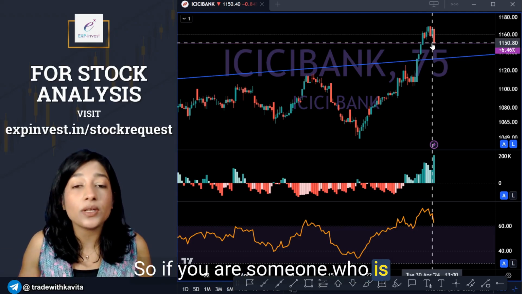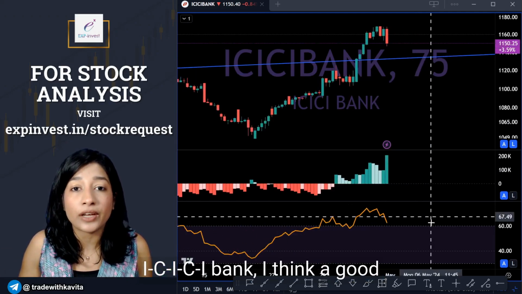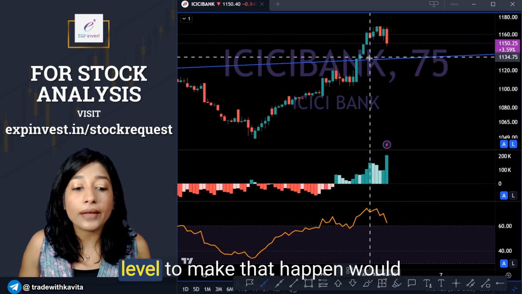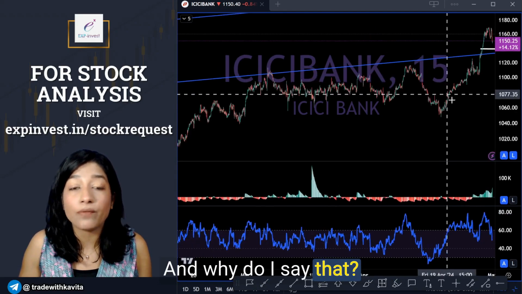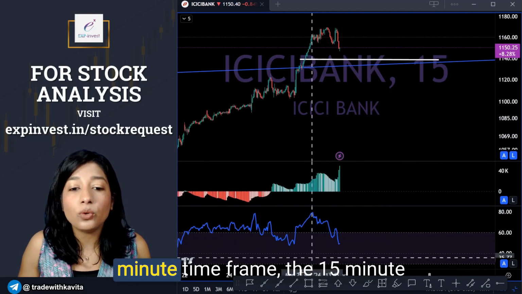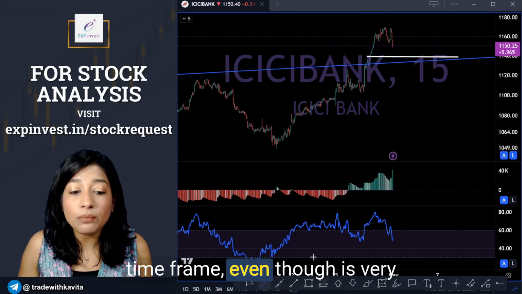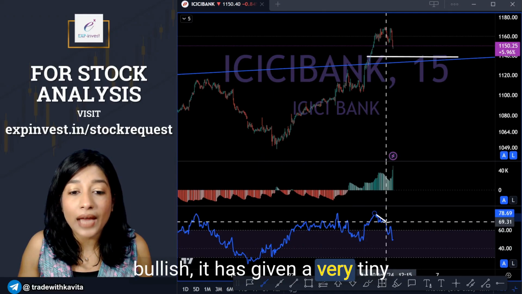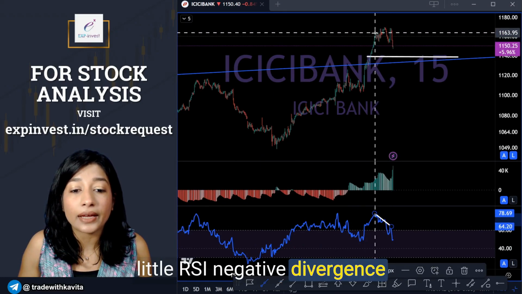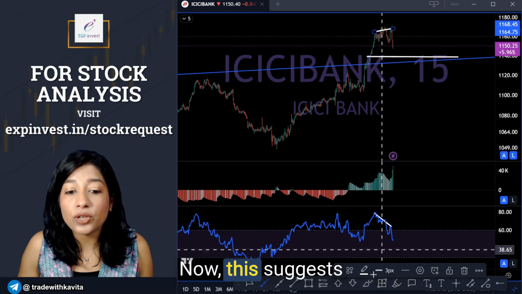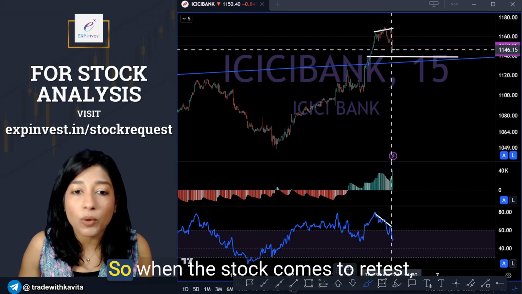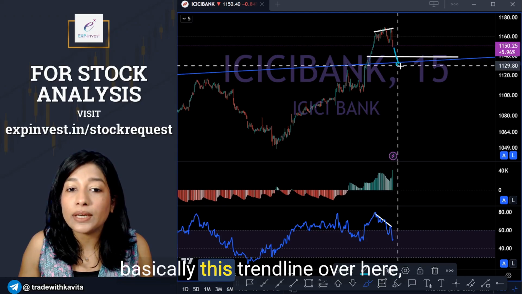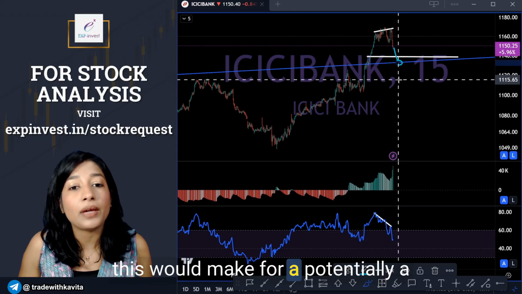So if you are someone who is trying to get a fresh entry in ICICI Bank, I think a good level to make that happen would be somewhere around 1138. And why do I say that? Because if you look at the 15-minute time frame, even though it is very bullish, it has given a very tiny little RSI negative divergence somewhere around here. Right? This suggests a short-term correction is possible in the stock. So when the stock comes to retest this trend line over here, this would potentially make for a good entry.